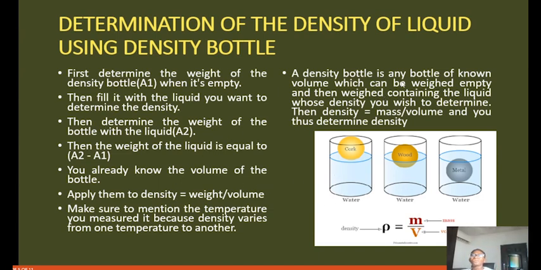A density bottle is any bottle of known volume which can be weighed empty and then weighed containing the liquid whose density you wish to determine. Then density will just be mass over volume. The first thing is measuring the empty bottle, knowing the mass, measuring it with water, knowing the mass, then the volume, and that will give you the density. That's how to measure the density of the liquid.